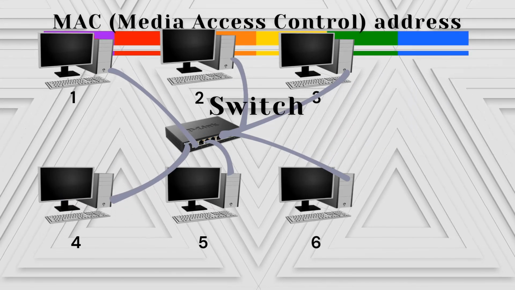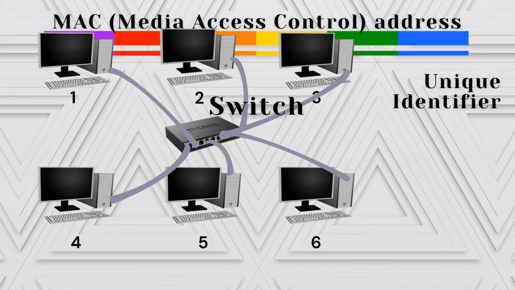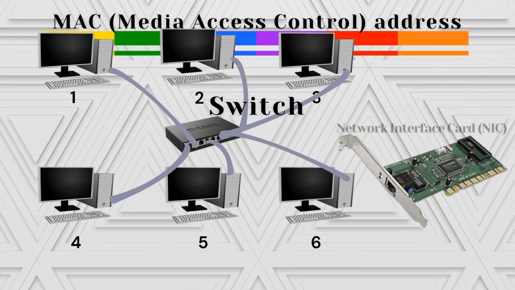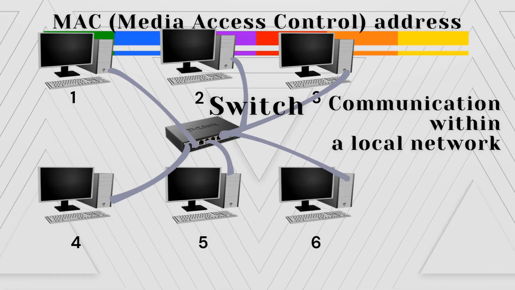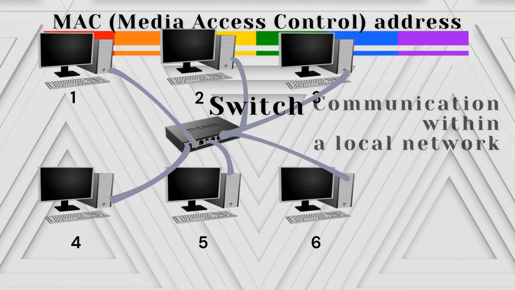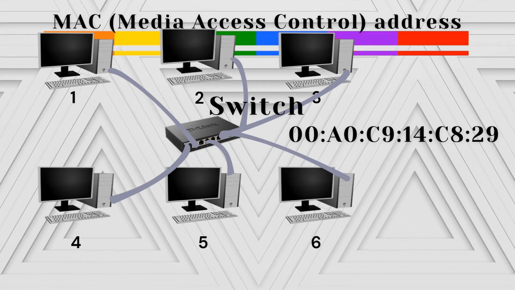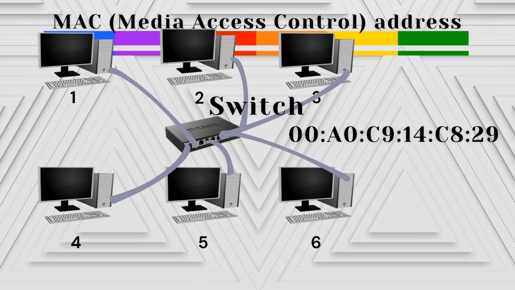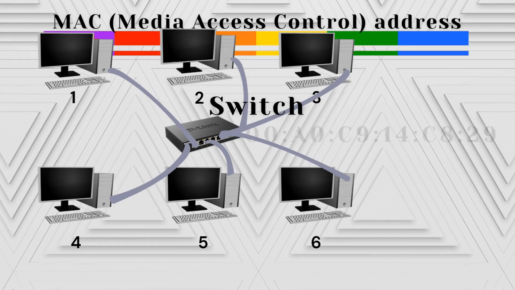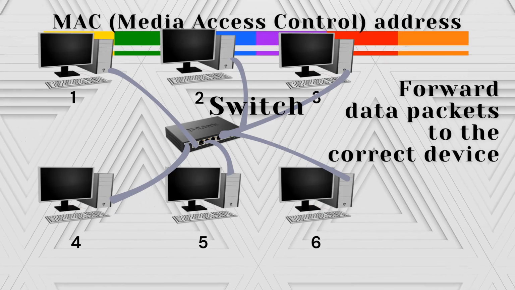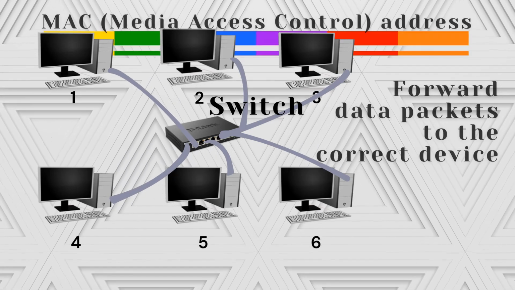What is a MAC address? A MAC, Media Access Control, address is a unique identifier assigned to a device's network interface card, NIC. It helps in communication within a local network. It is a 12-digit hexadecimal number. For example, 00:A0:C9:14:C8:29. It is used by switches to forward data packets to the correct device in a LAN, local area network.